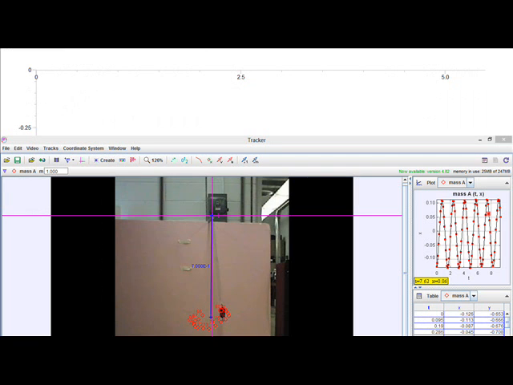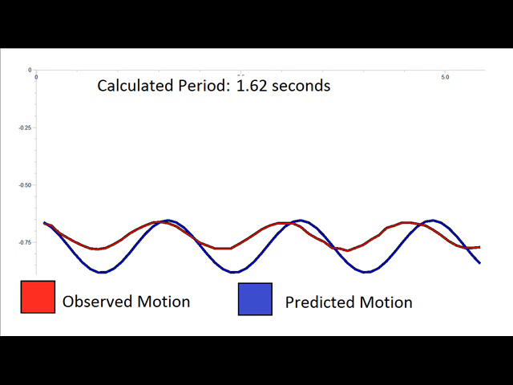Using the position data that I was able to extract using Tracker, I was able to approximate the period of oscillation of this motion, and it came out to be 1.613 seconds. However, I know this is off because if you look at this right here, it shows what the predicted motion would be versus the observed motion, assuming that the period really was 1.613 seconds.